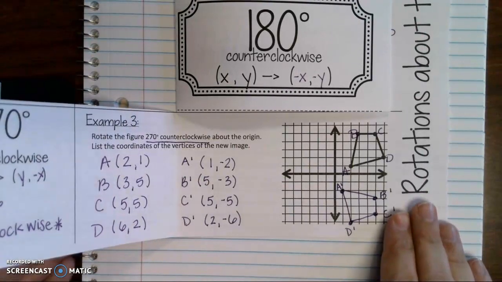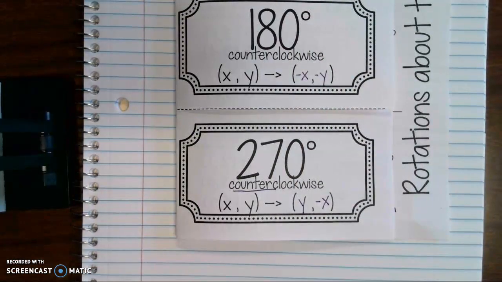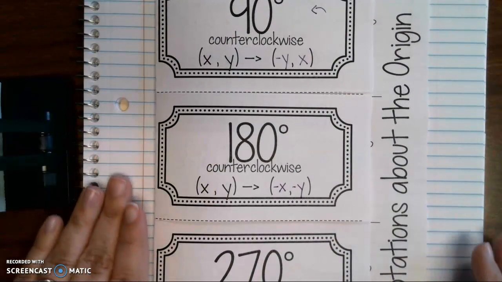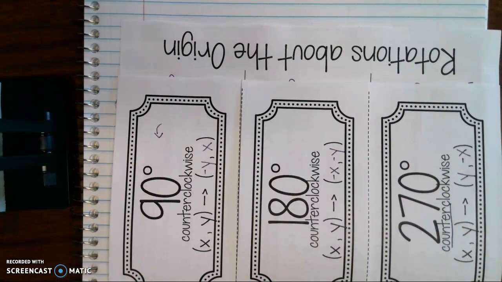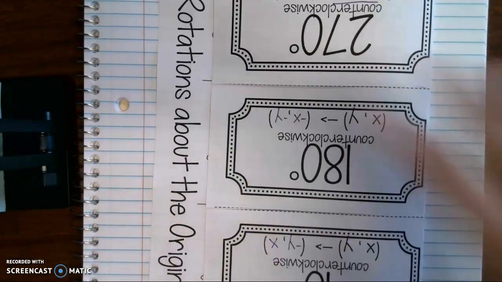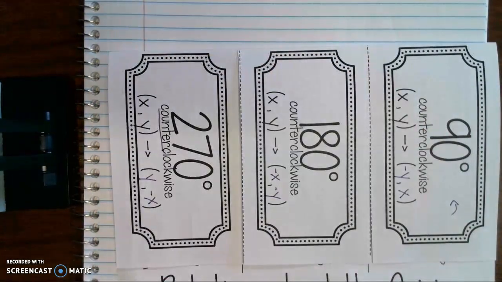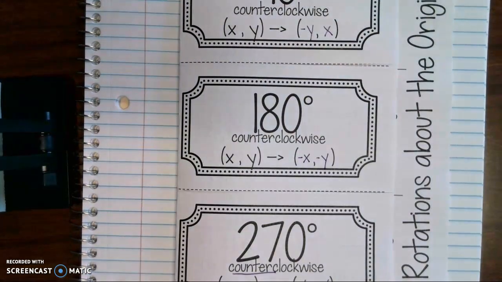Okay, that is our 3 different types of rotations. Remember, a rotation is just a turn. So if I take this paper and I turn it 90 degrees, that's my first rotation. Then turn it 180 degrees, 270 counterclockwise, and then back to my original would be 360.